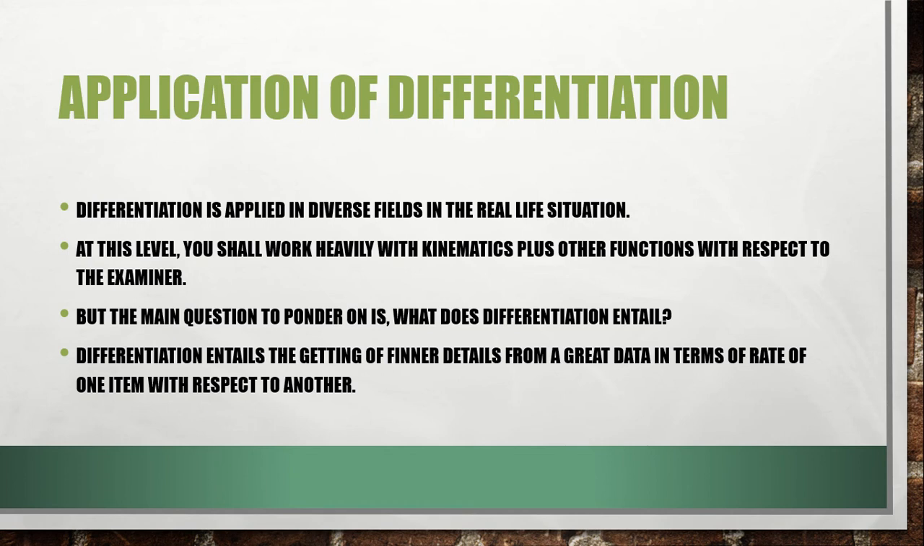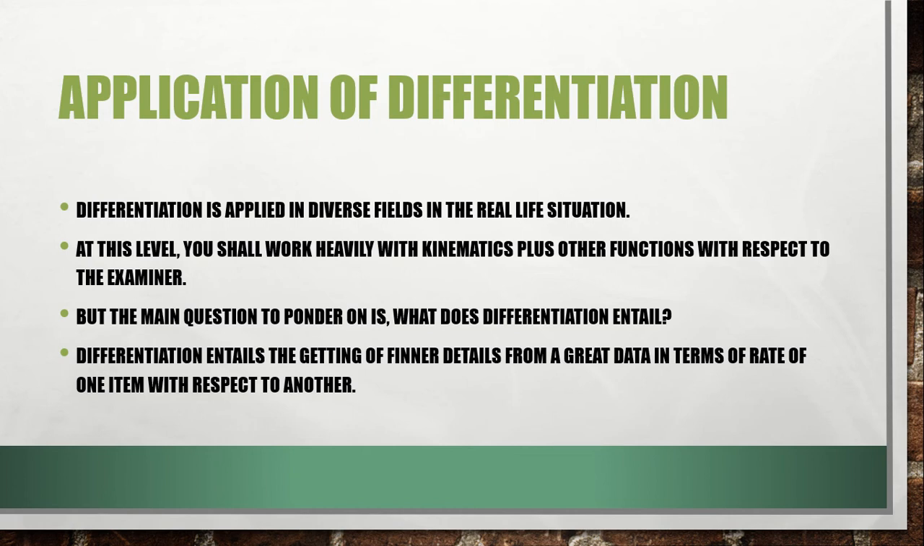So differentiation entails the getting of finer details from greater data in terms of the rate of one item with respect to another. For example, we have been used to saying dy over dx. So we are differentiating a function which is, for example, y equals x squared. From x squared, we can now come down to the first derivative, second derivative, third derivative, which become even smaller and smaller items. And the y is differentiated with respect to what? To x. No wonder you have dy over dx.